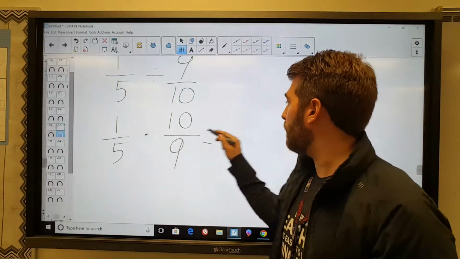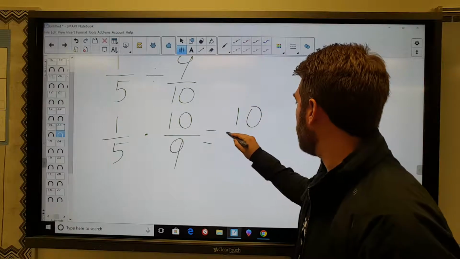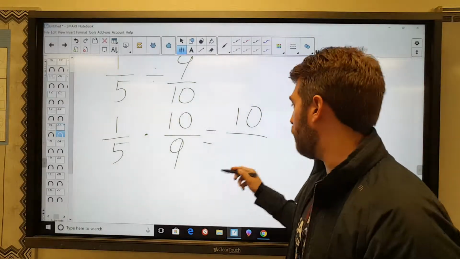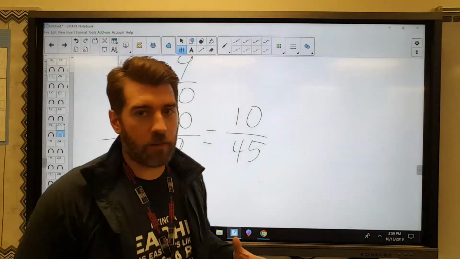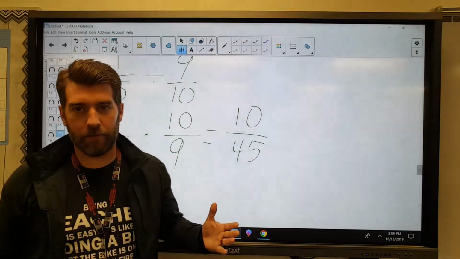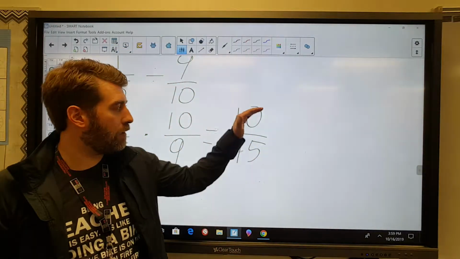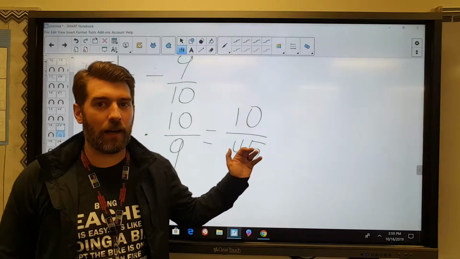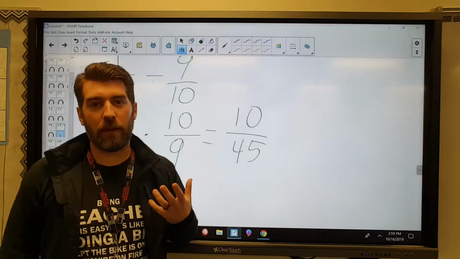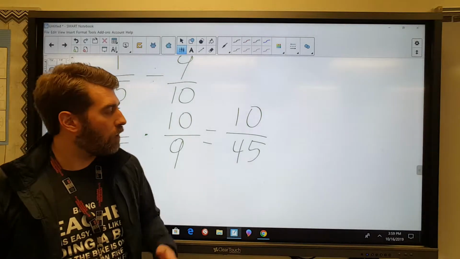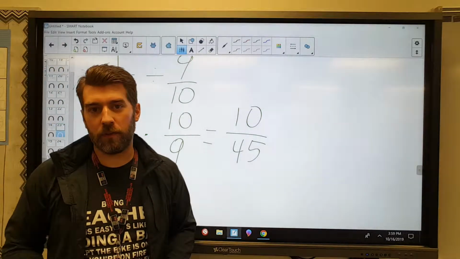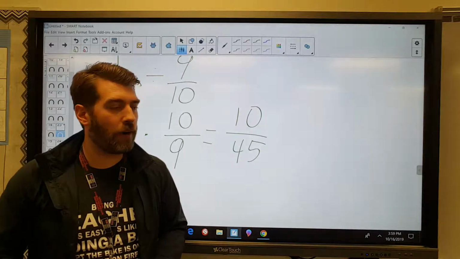So I'm going to do 1 times 10 is 10, and 5 times 9 is 45. So we've got an answer of 10/45. Well, it's not improper because my numerator is less than the denominator, so we don't have to worry about converting this fraction. We just need to see if I can reduce it. So remember, and again, if you're having trouble with this, watch the video on reducing fractions.